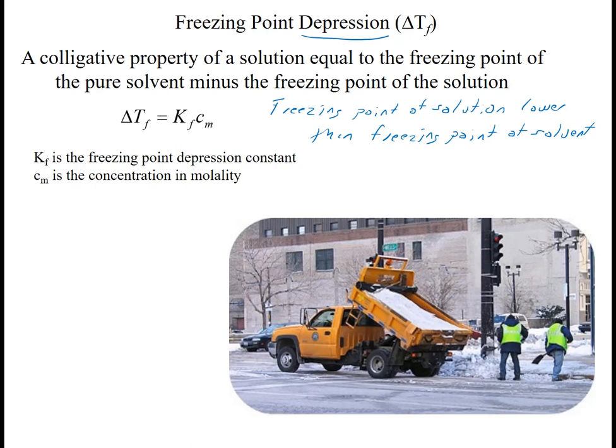But the formula looks very similar except for the fact that I have F's for freezing. So KF, again, solvent dependent, and Cm. So the picture I have here is the fact that in the north they use salt and they put that on the roads to melt the ice.